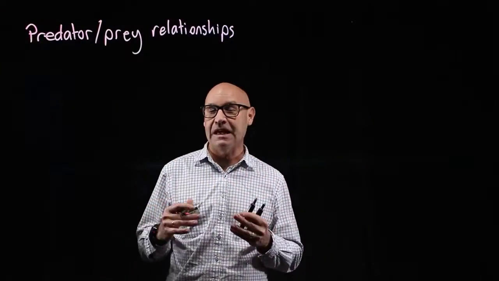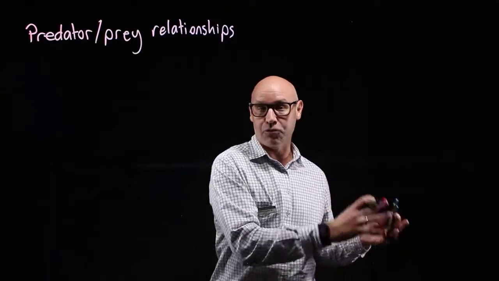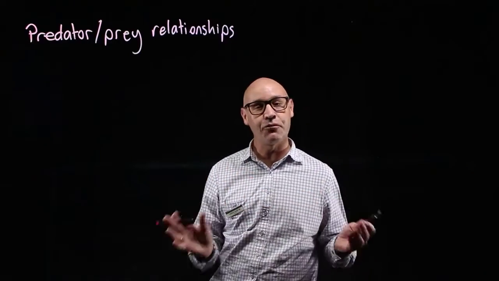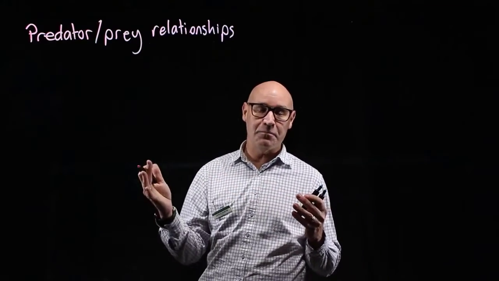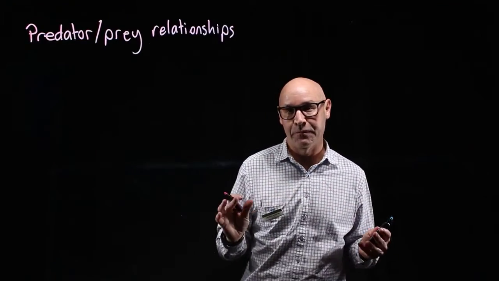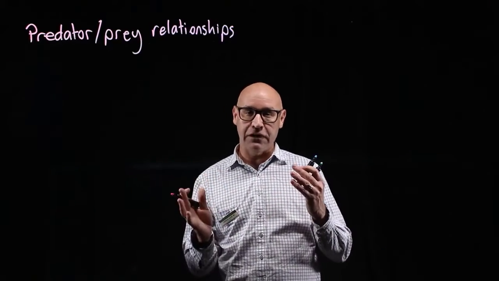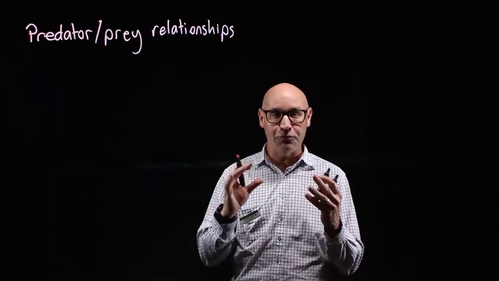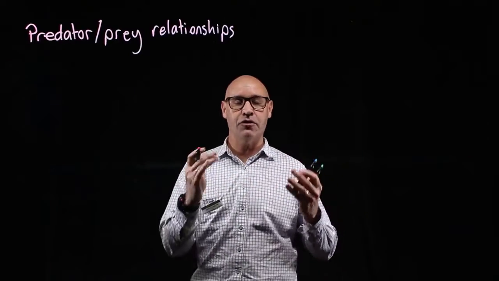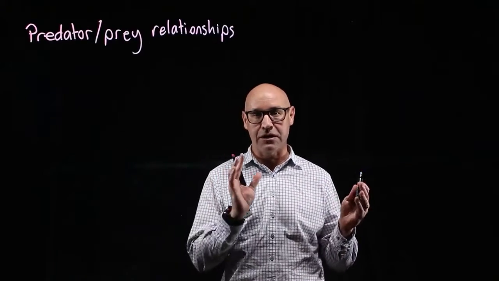A predator is an organism that kills and eats another organism. And the prey is the organism that gets eaten by the predator. We're able to look at the populations of predators and prey and see that the two are interrelated. They're dependent on each other. And we can express that in a predator-prey graph.